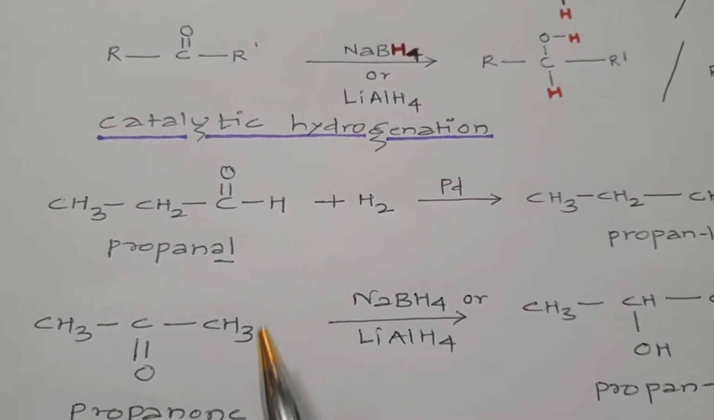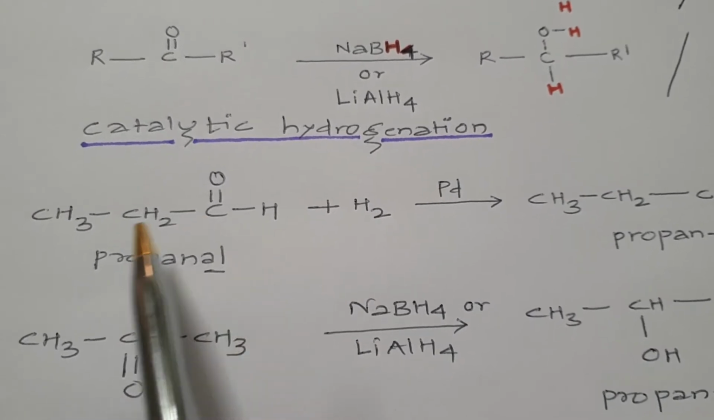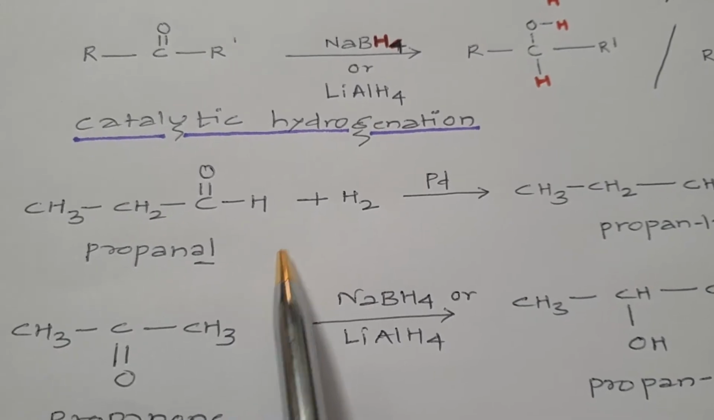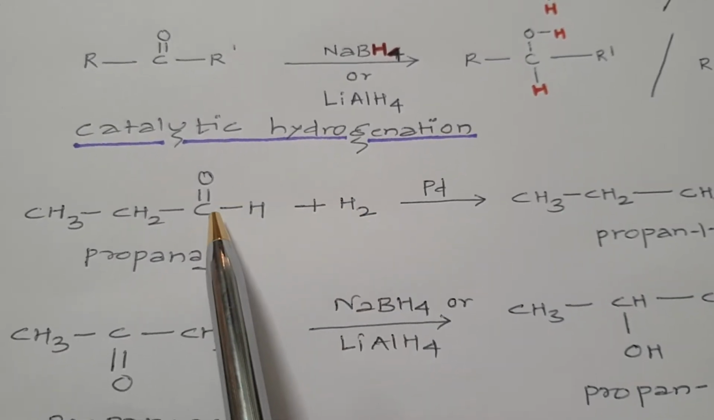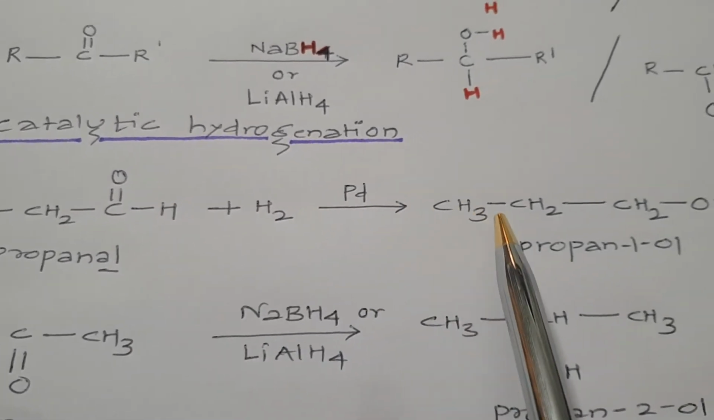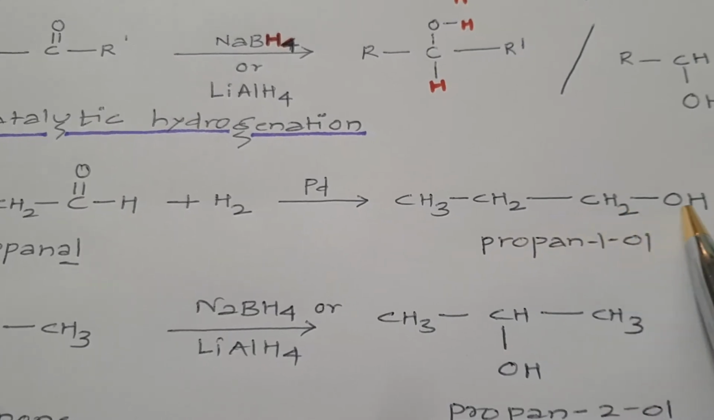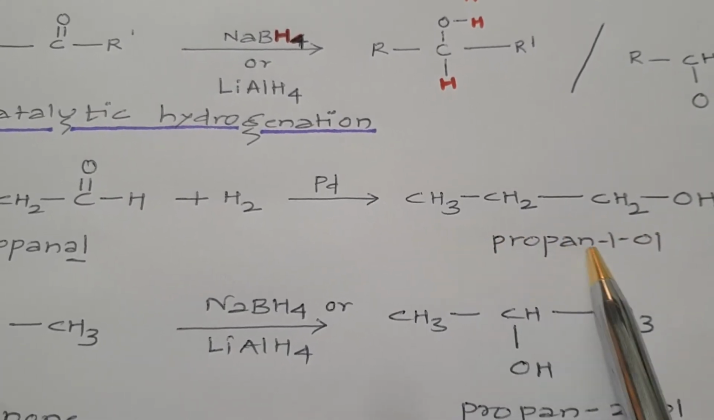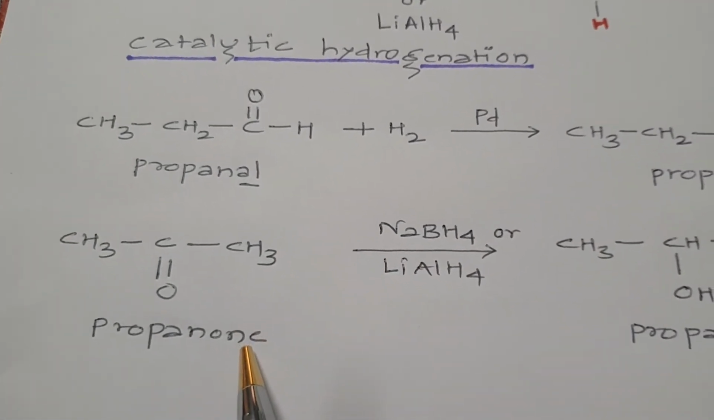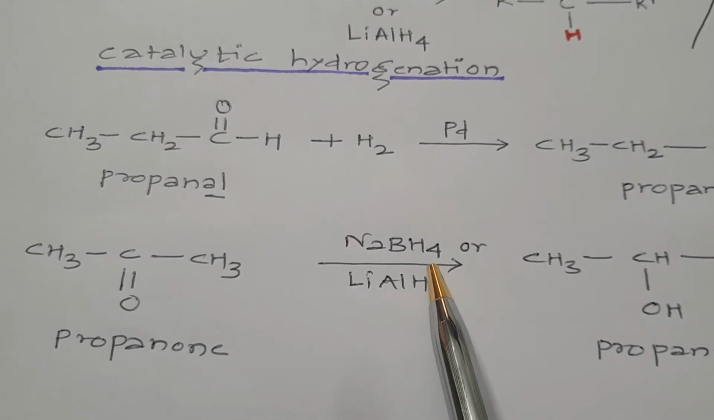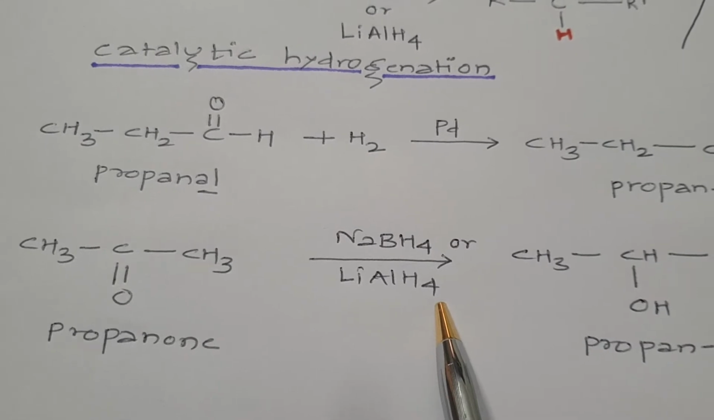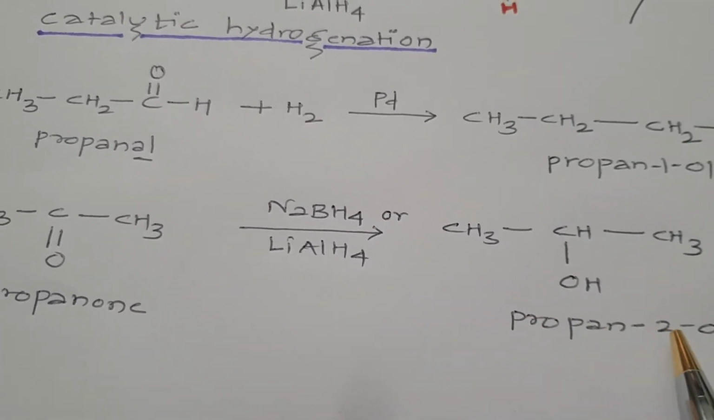To understand this in a much better way, we have taken an example of an aldehyde and that of a ketone. The example of an aldehyde over here involves 3 carbon atoms, and this compound is called propanal. Addition of hydrogen takes place across the carbon-oxygen double bond in presence of palladium as a catalyst, thus giving us propanol as our product, which is also written as propan-1-ol. Likewise, propanone in presence of sodium borohydride or lithium aluminium hydride gives you propan-2-ol.